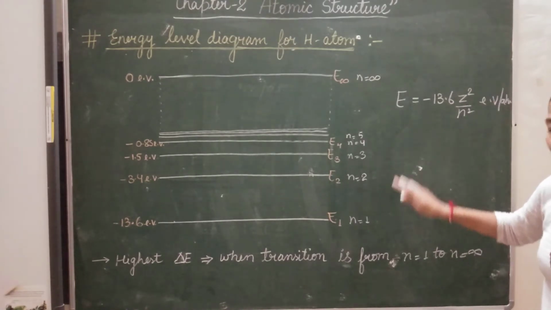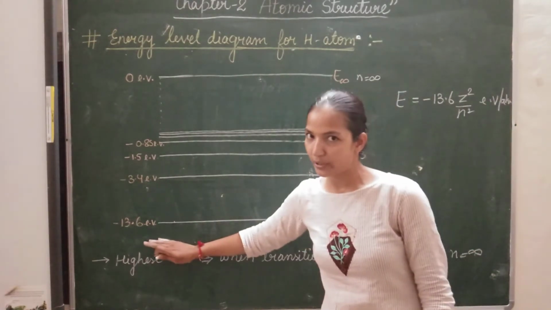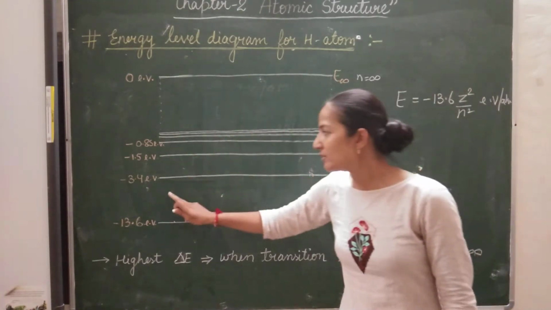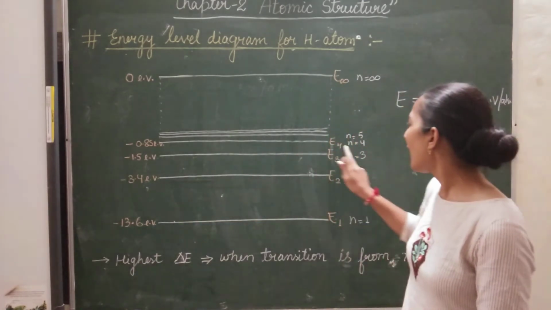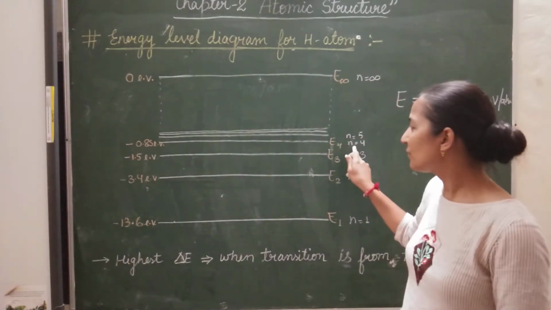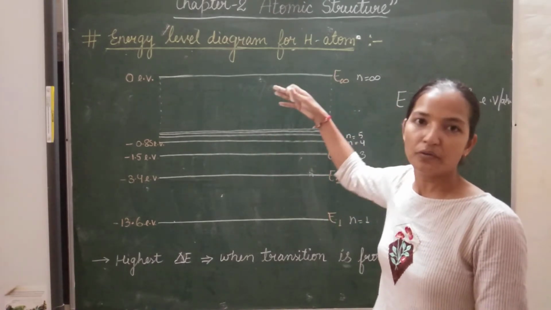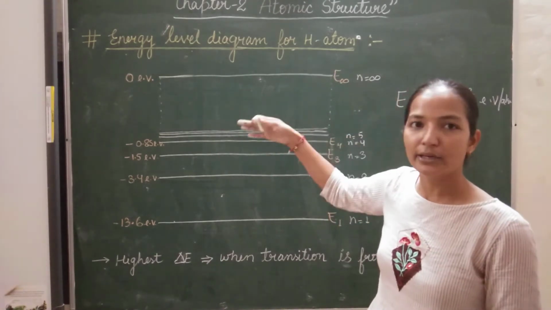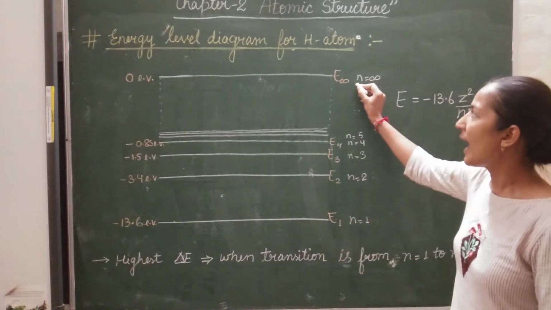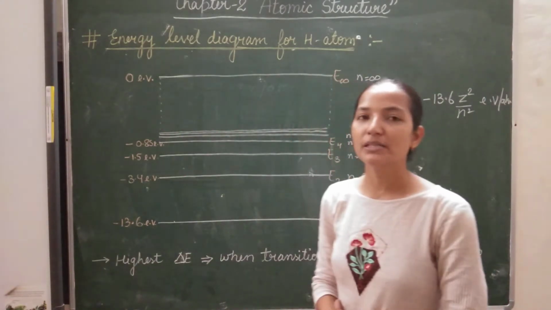the value of energy. For N equals 1, the energy will be minus 13.6 electron volt for the hydrogen atom. For N equals 2, it will be minus 3.4 electron volt. For N equals 3, it will be minus 1.5 electron volt. For N equals 4, the energy will be minus 0.85 electron volt, and so on. We have to calculate the values continuously, and if we consider N equals infinity, then the value of energy will be 0 electron volt.